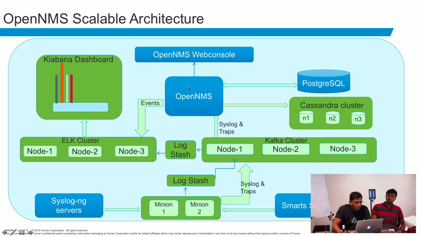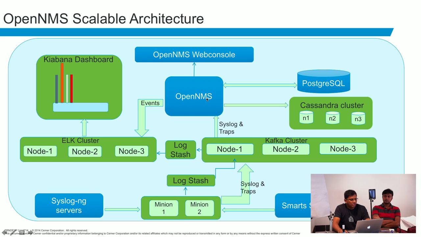So I have one OpenNMS and two Minion machines. Right now, just for the demo environment, we are sending all the syslogs to Minion 1 and all the traps to Minion 2. There is one big change for us: instead of sending the messages from Minion to OpenNMS via ActiveMQ, we have implemented Kafka. You can see there is a three-node Kafka cluster, and we are pushing all the syslogs and traps to the Kafka cluster, and then OpenNMS is consuming from there.